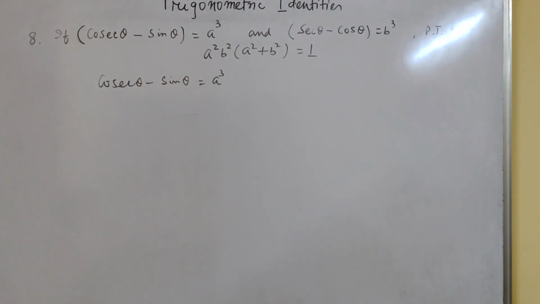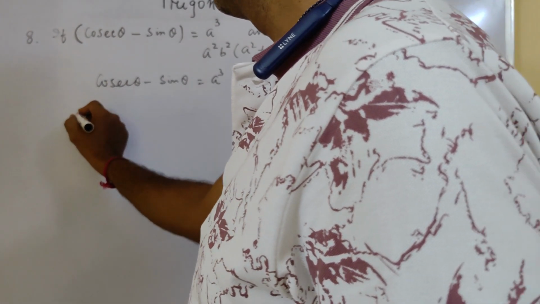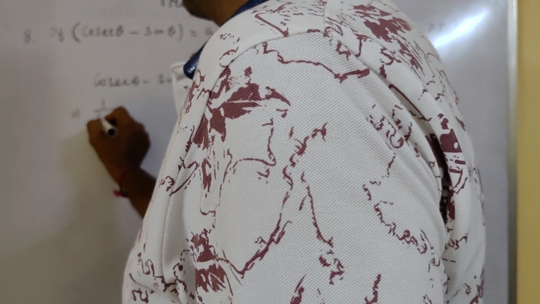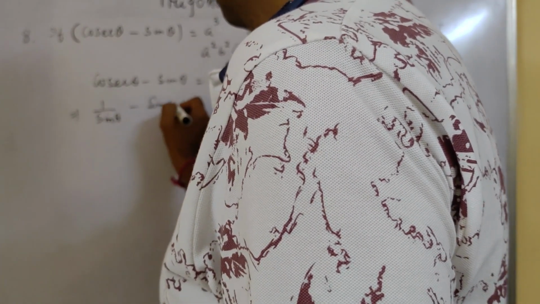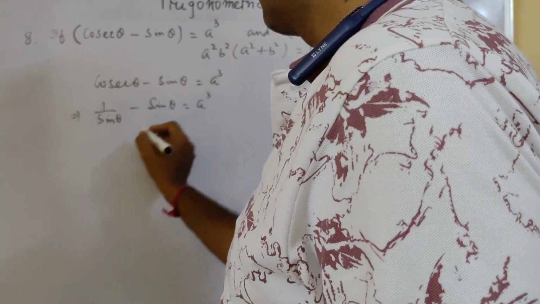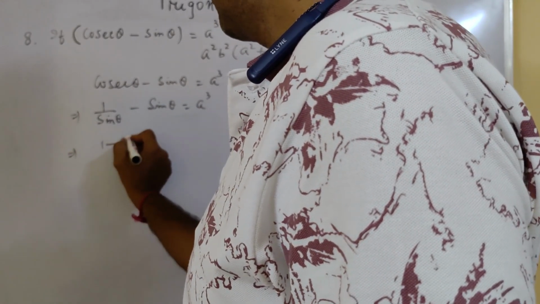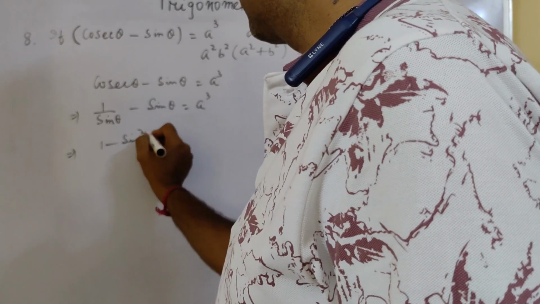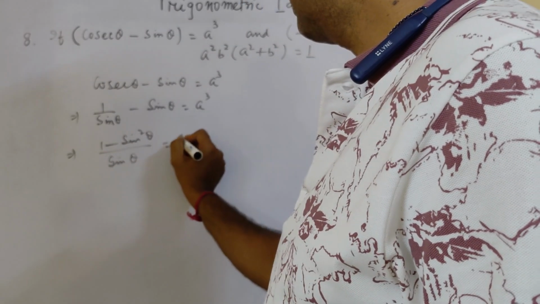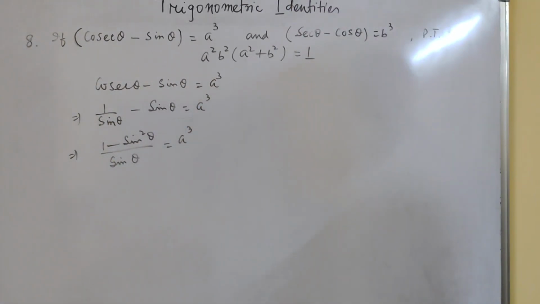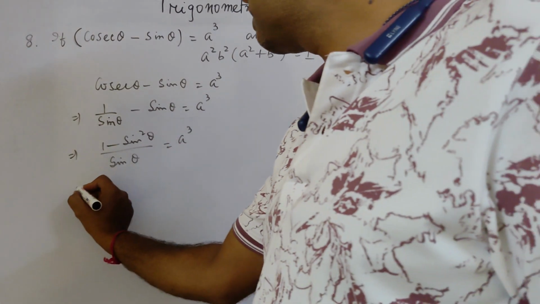So from this, what we may write, cosec theta is equal to 1 by sin theta, so 1 by sin theta minus sin theta is equal to a cube. So 1 minus sin squared theta by sin theta is equal to a cube. Okay, so we may write 1 minus sin squared theta is equal to cos squared theta.